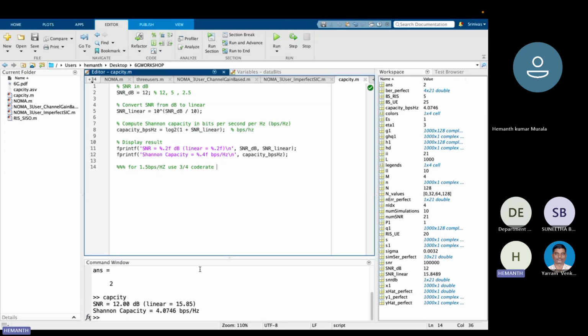Then you multiply 100 with this capacity, how much? 400. Then what does the unit become? Mbps. So 400 Mbps data rate will be supported by your model. Clear? So the very simple logic is, whatever capacity you achieve, you multiply that capacity with your bandwidth. That is called the data rate.